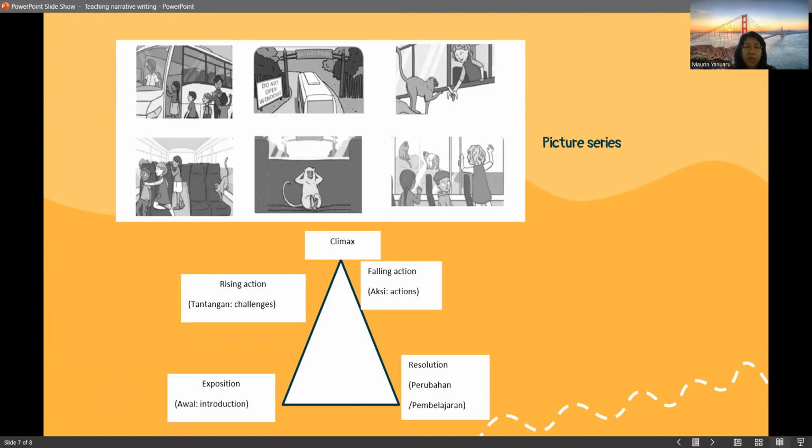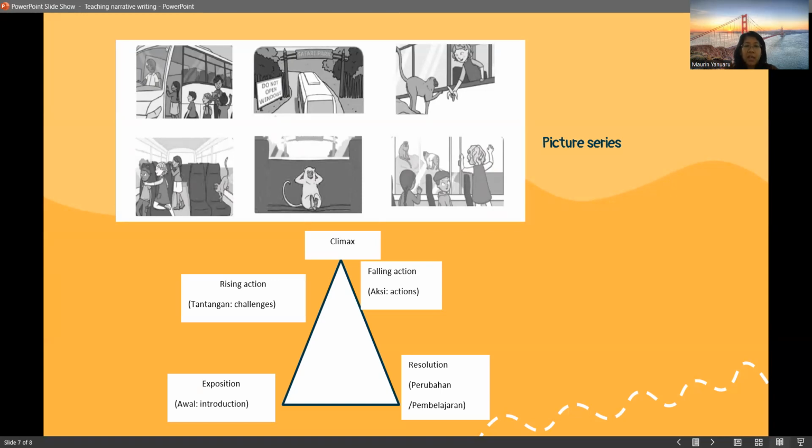Okay, in this triangle, we can see exposition. It's called awal, or introduction. Here, the writers have to introduce the characters, the setting, and the activities the characters are doing to build the understanding of the readers. When they read the story, they know what's going to happen next.